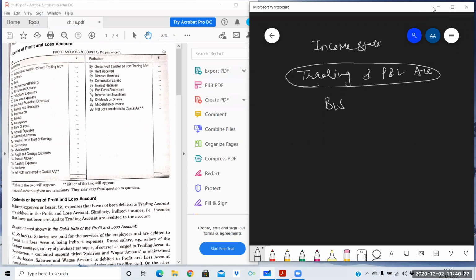So it's up to you. You want to prepare it combinedly or separately. So I will be telling you both the manners. First, we will be doing the separate trading account. Then after making the trading account, the profit and loss account will be prepared.